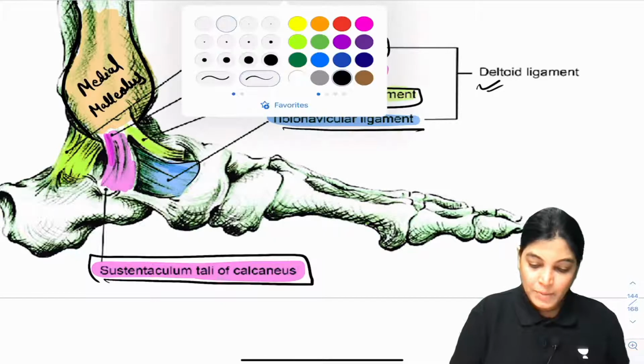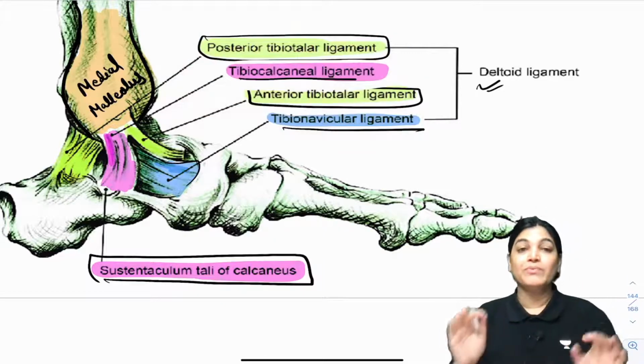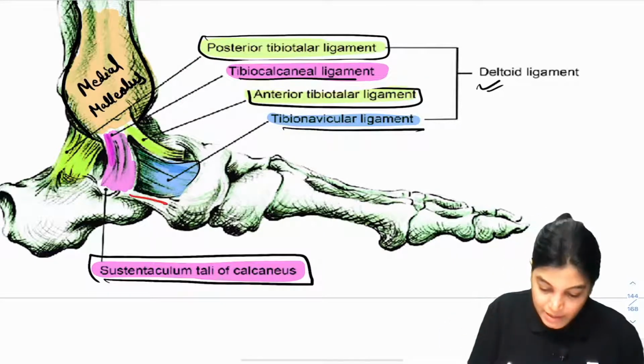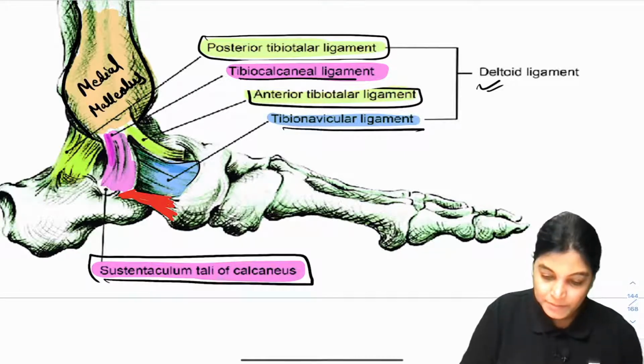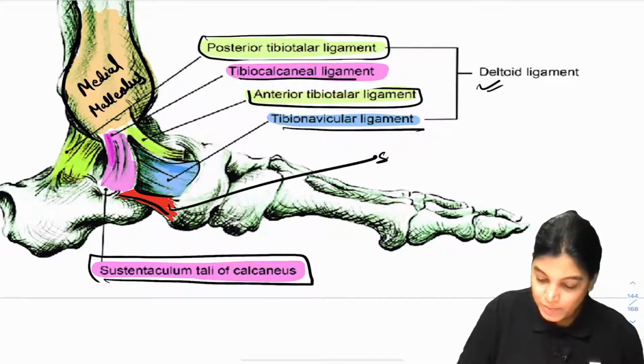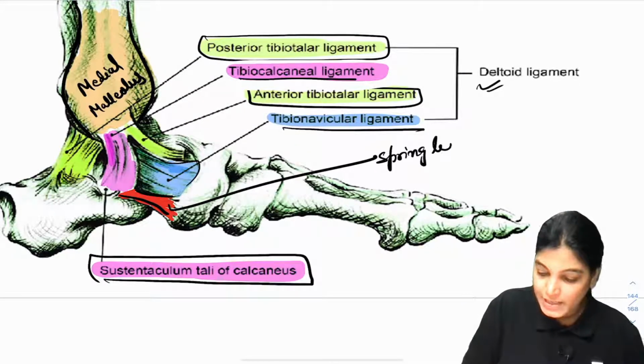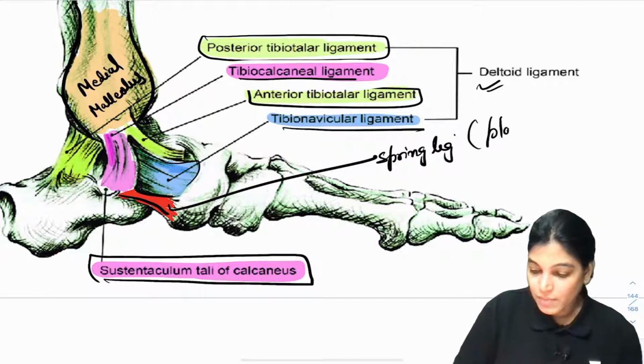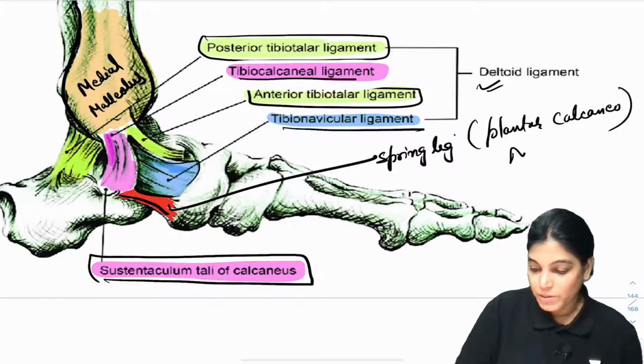Now, one important ligament which I want you to know briefly is the spring ligament. See here, this part you are seeing is the spring ligament, which is also called the plantar calcaneonavicular ligament.